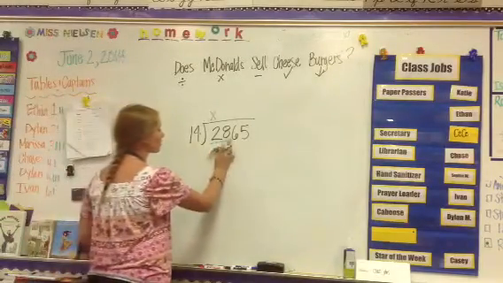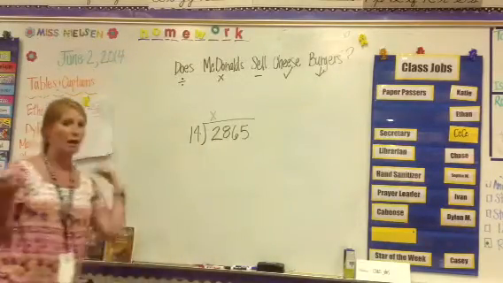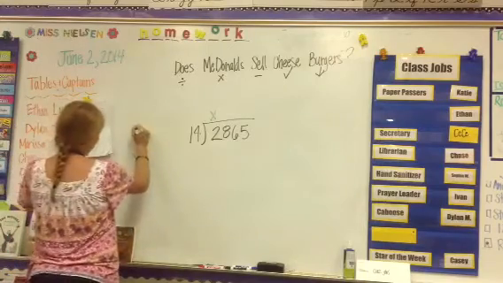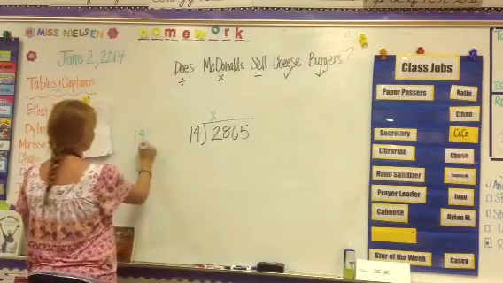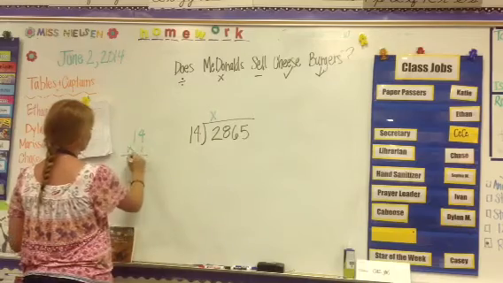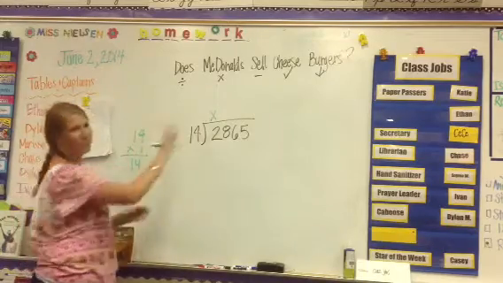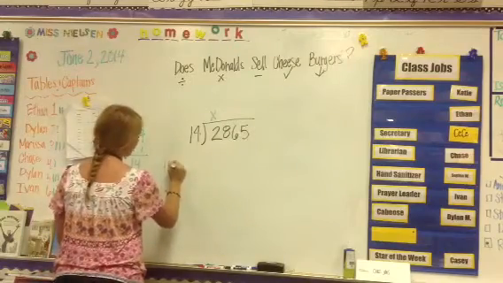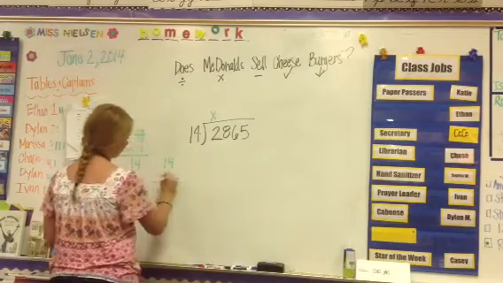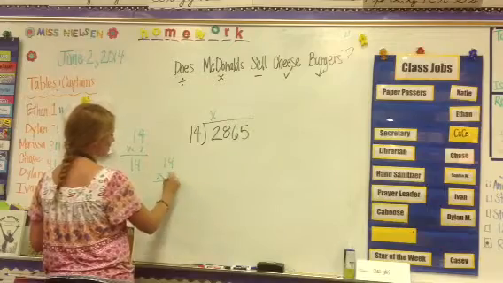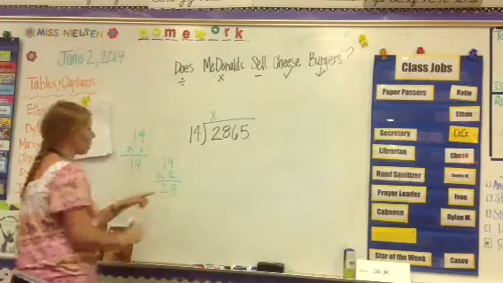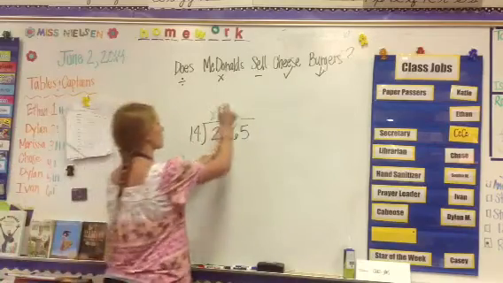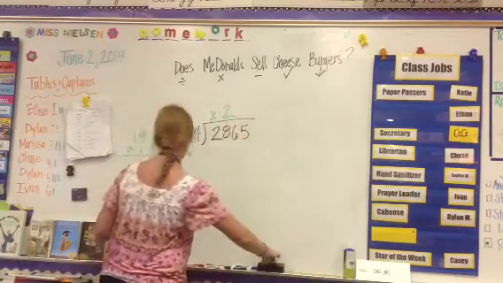So this one, you can either round or you can guess and check. So I'm going to go ahead and guess and check. And I'm going to ask myself, can it go in one time? Well, 14 times 1 is 14. That's kind of far away from 28. So I'm going to try another one. How about 14 times 2? 2 times 4 is 8. 2 times 1 is 2. So we can see that 14 goes into 28 exactly 2 times. So I put my 2 up in the quotient.